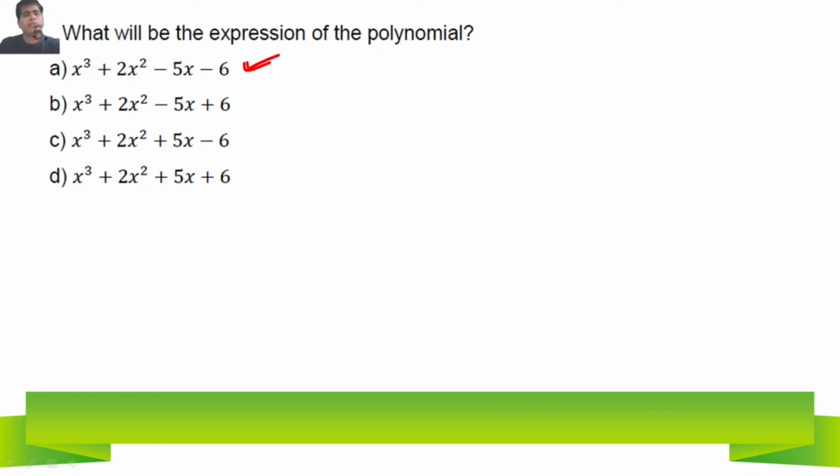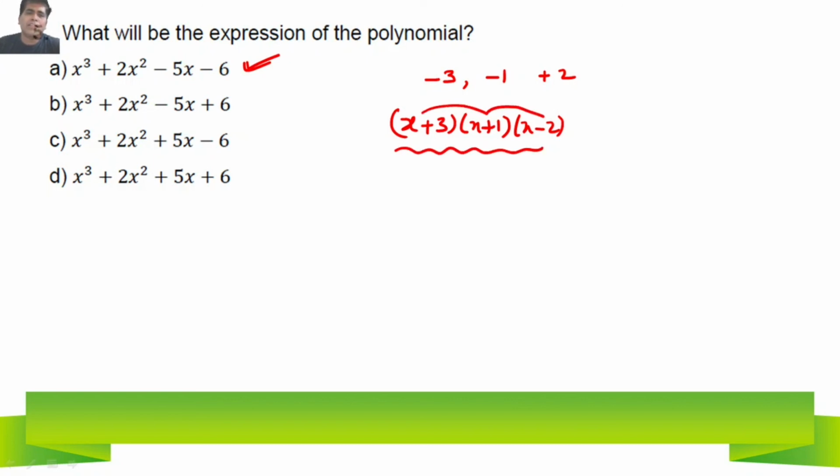If not, we have another method also. We have got the roots, the zeros. What are the zeros he has in the graph? We have got minus 3, minus 1 and positive 2. These are the roots, so we can convert them into expressions. When minus 3 is the root, x plus 3 is the factor. When minus 1 is the root, x plus 1 is the factor. When plus 2 is the root, x minus 2 is the factor. Based on the factor theorem also, if you multiply these three expressions, you will get the same expression. Try this one.